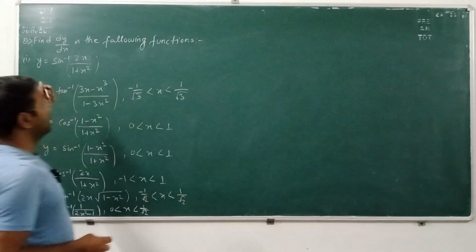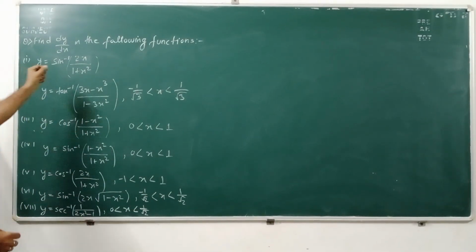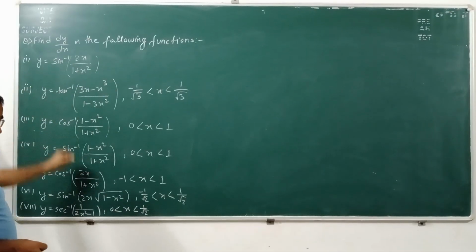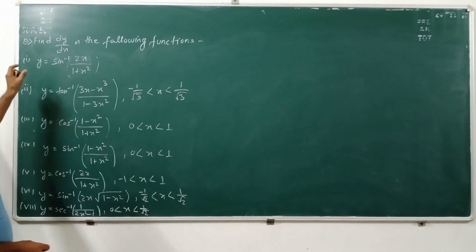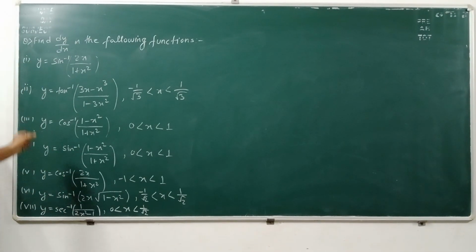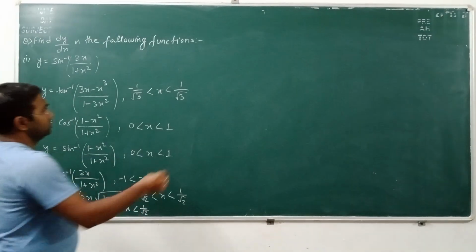Okay, so see, first read the question. Find dy upon dx in the following function. So here functions are written and you can see these functions are inverse trigonometric functions. So we will find dy upon dx. So let us see.